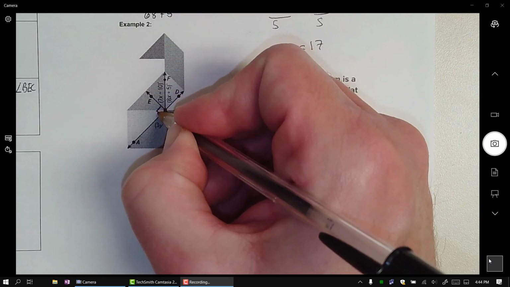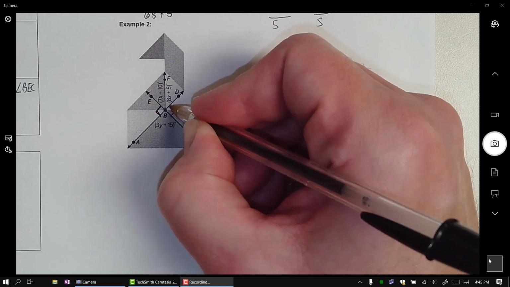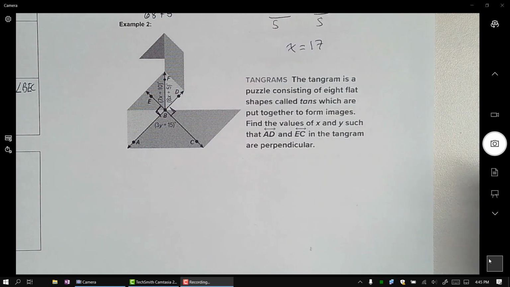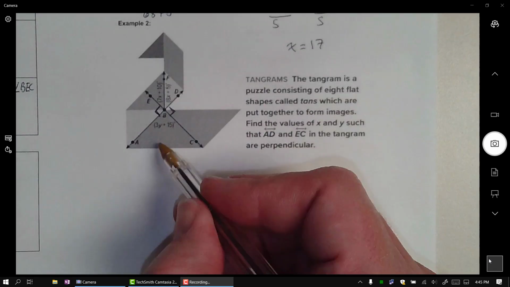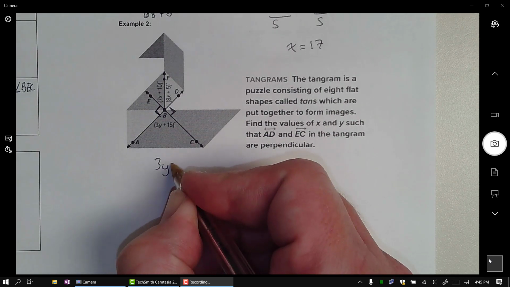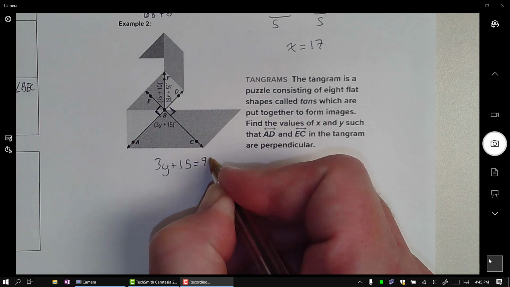So that means this is going to be a right angle. This is going to be right. This is going to be right. And this is going to be right. Well, I know this is going to be right here. So 3y plus 15 equals 90 degrees.